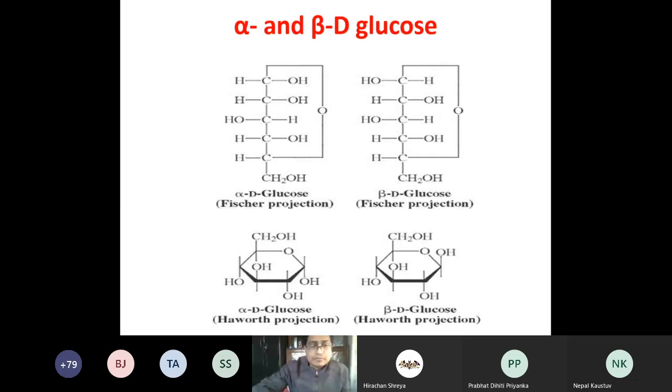This is alpha D-glucose, whereas this is beta D-glucose. These alpha and beta forms are known as anomers, because in the Fischer projection form they would not be isomers. And when this structure is closed, there is the formation of one more chiral center. That's why there is the presence of epimers. Now in this case, it is anomer. This is alpha D-glucose, and this is beta D-glucose.